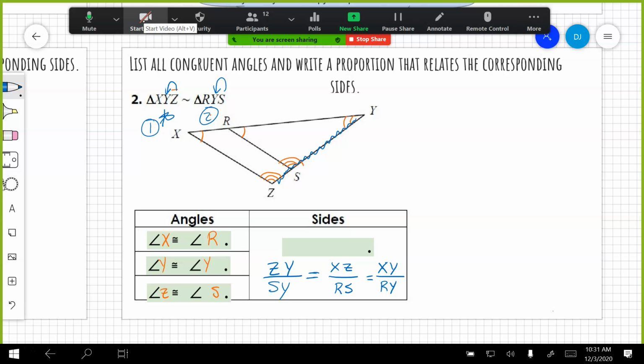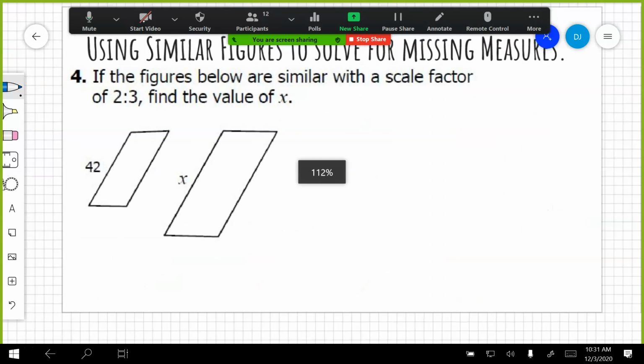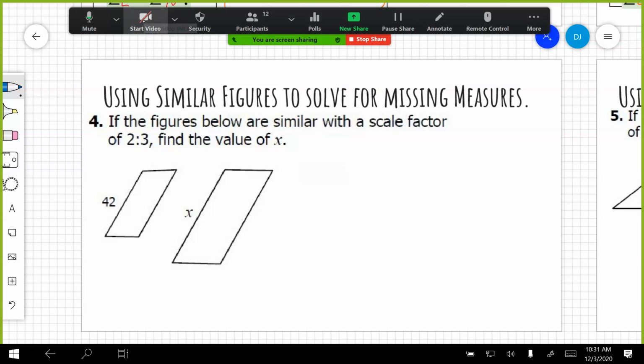Let's go ahead and take a look at the third example. Just kidding, the fourth example. Using similar figures to solve for missing measures. Now what we're going to do is actually set up a proportional relationship and solve for x. So if the figures below are similar with a scale factor of 2/3, we need to find the value of x. So remember when we talked about order matters?